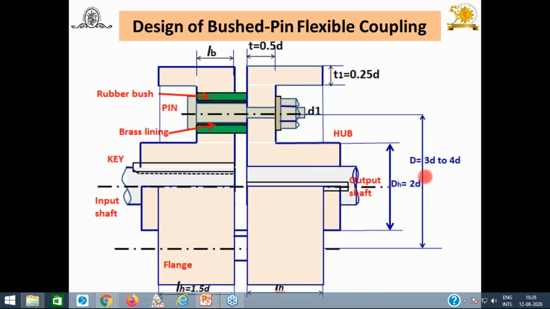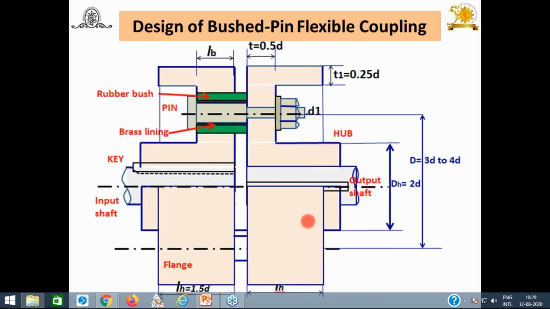Try to understand. Capital D means pitch circle diameter of the pin. And here the outer diameter I have not shown. In the rigid coupling I have shown D2 as the outer diameter of the flange. But in this case, the outer diameter you can say is capital D1, that we have to find out. There is no empirical relation to take the outer diameter directly.